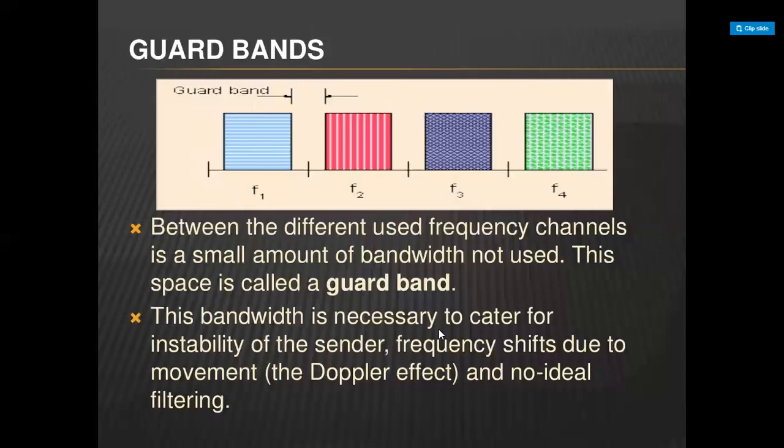These are the guard bands between the different frequency channels used, which is a small amount of bandwidth which cannot be used. This space is called the guard band. So between different frequency channels that are used, a small bandwidth will not be used. Whatever bandwidth is not used, that band is called the guard band. It is used for instability of the sender and frequency shifts, that is Doppler effect, and because there is no ideal filtering.